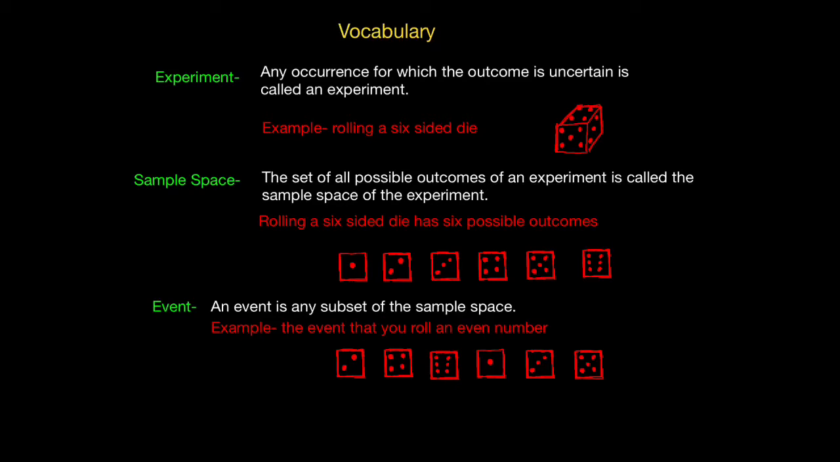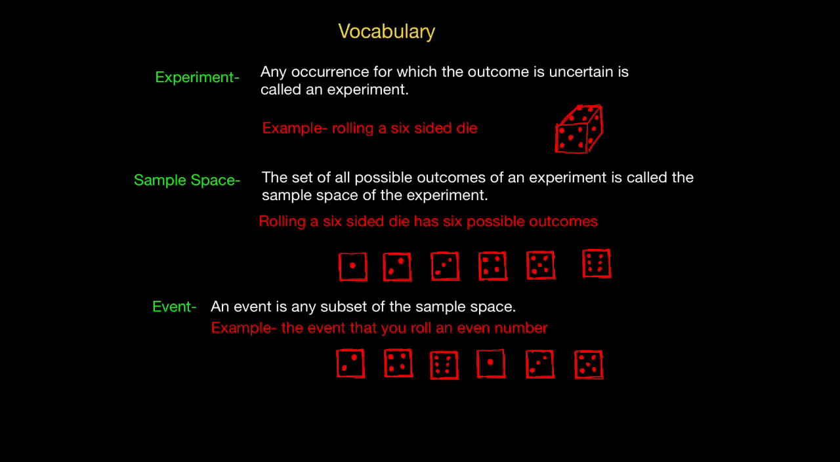The first word is experiment. Any occurrence for which the outcome is uncertain is called an experiment. So for example, rolling a six-sided die. You're not sure which face is going to come up. You might get a 4, you might get a 5, you might get a 6. It's uncertain. So that would be an example of an experiment. Another example would be drawing a card out of a deck or pulling a marble out of a bag. Those are all good experiments to which probability can be applied.